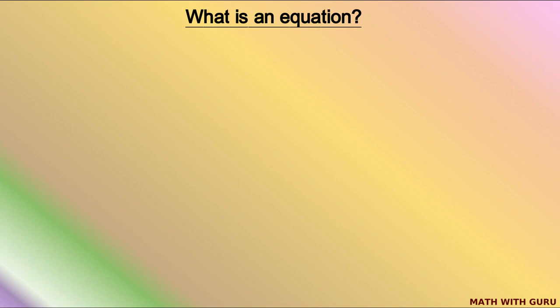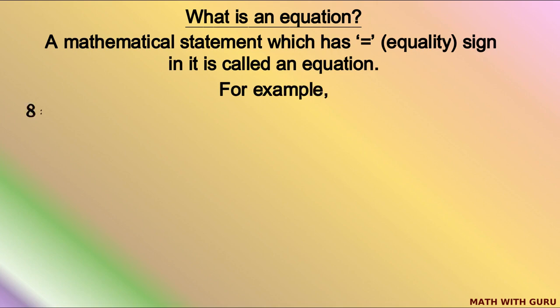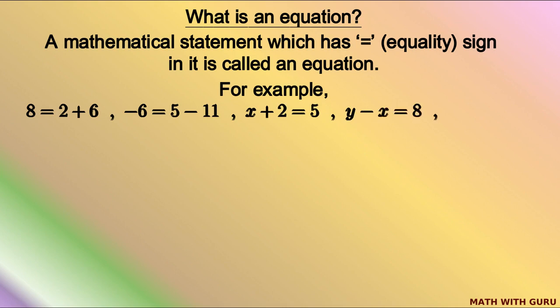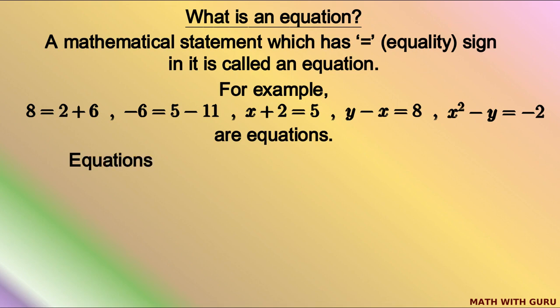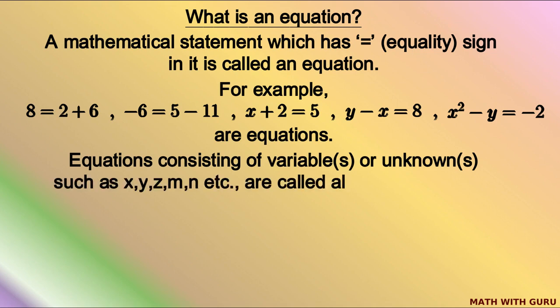What do we mean by an equation? A mathematical statement which has an equality sign in it is called an equation. For example, 8 = 2 + 6, -6 = 5 - 11, x + 2 = 5, y - x = 8, x² - y = -2. These are all equations.